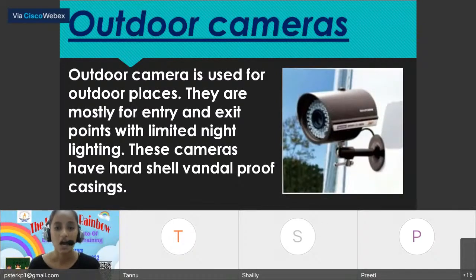As the name suggests, an outdoor camera is used for outdoor places. They are mostly for entry and exit points with limited night lighting. Means these cameras don't have much lighting that can be used at night. These cameras have hard shell weatherproof casings.